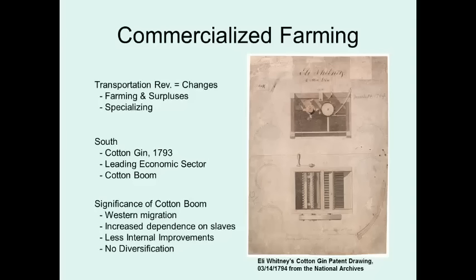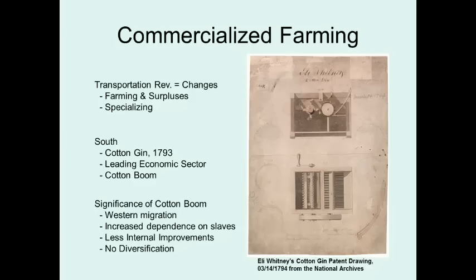A third reason the cotton boom is significant is because it is going to impede any significant internal improvements in the South. The planters, as I said before, figured that waterways were good enough to transport their cotton. And most of them already have pretty good access to waterways. And so planters are going to block most of the internal improvements in the South. They're not going to want to pay for canals, they're not going to want to pay for turnpikes, they're not going to want to pay for railroads.